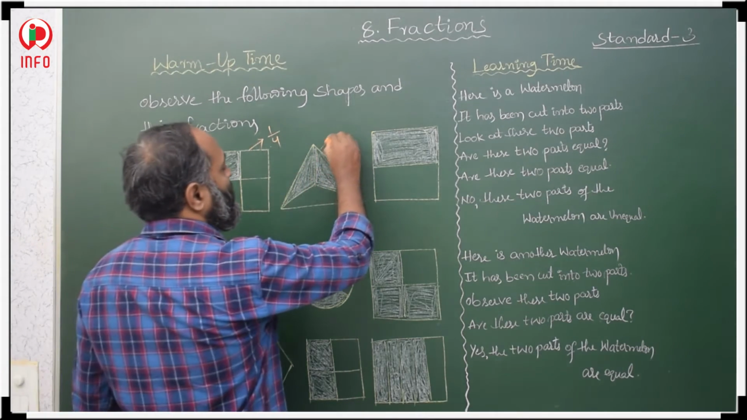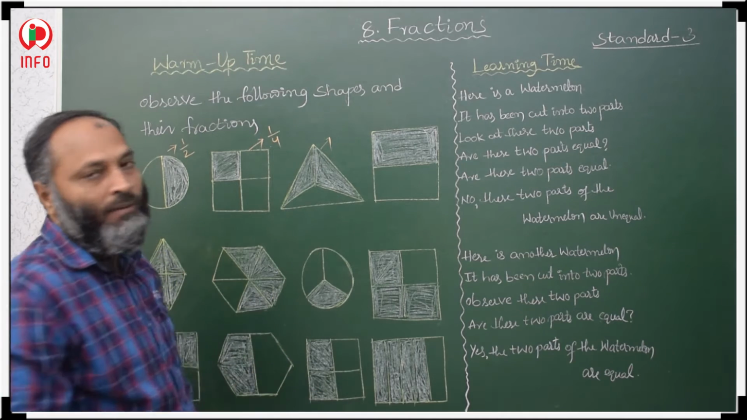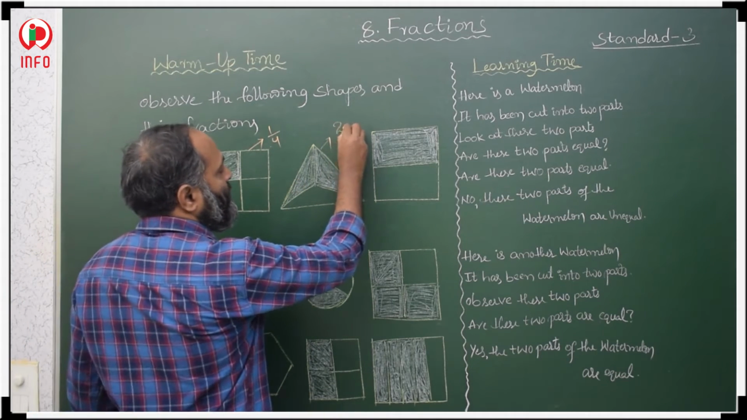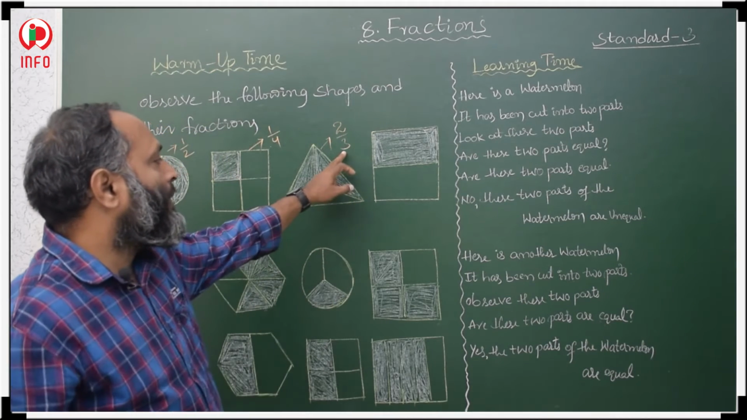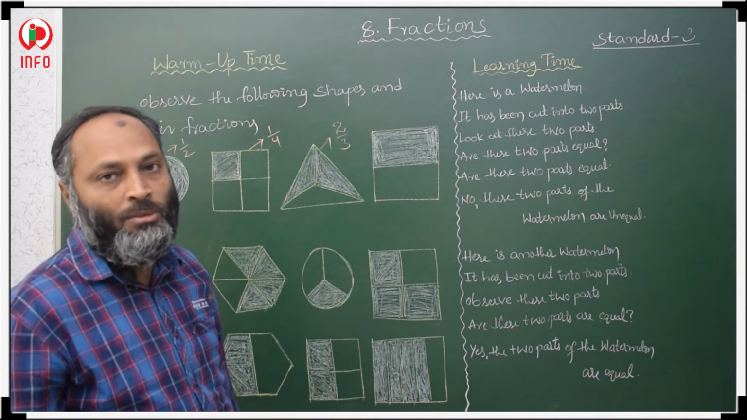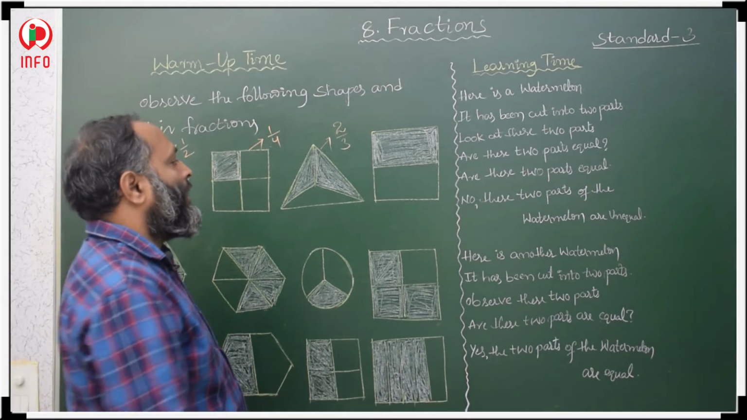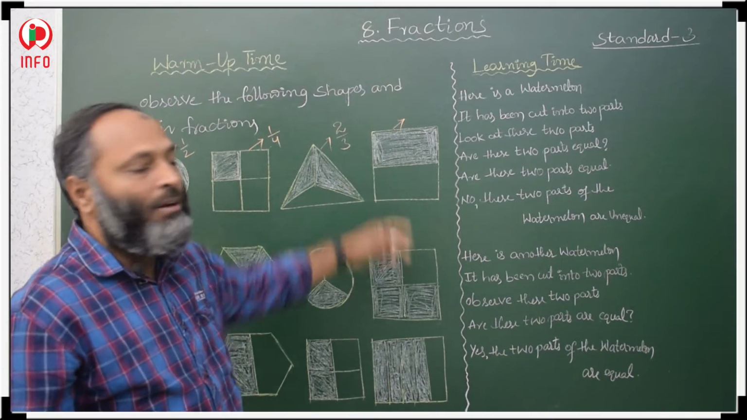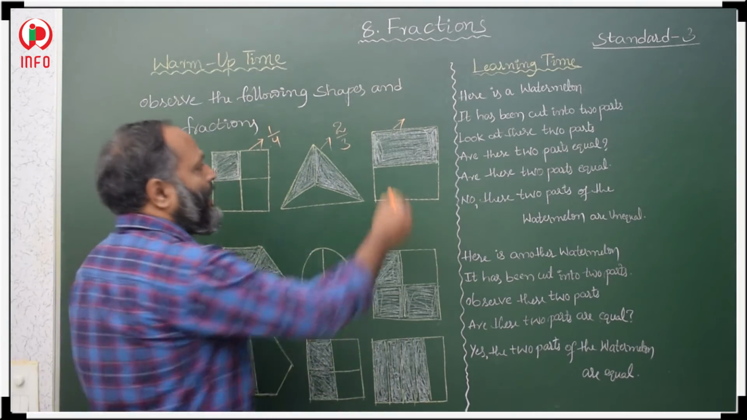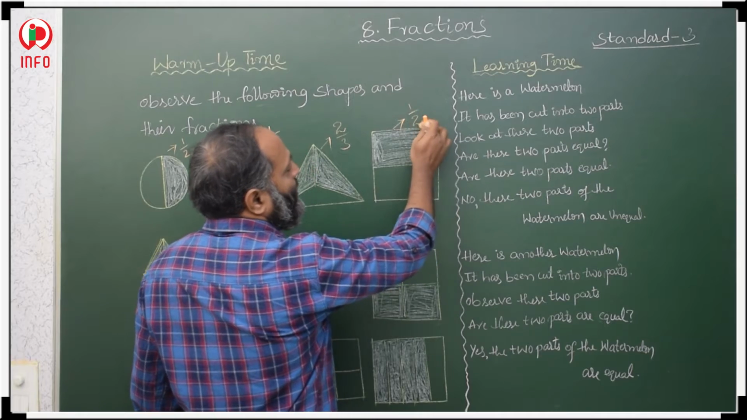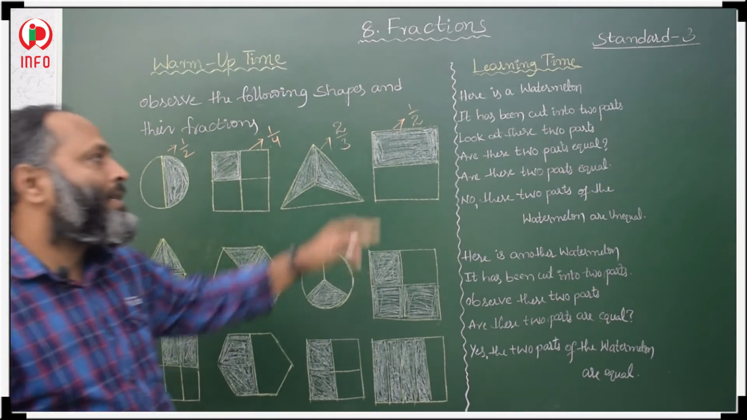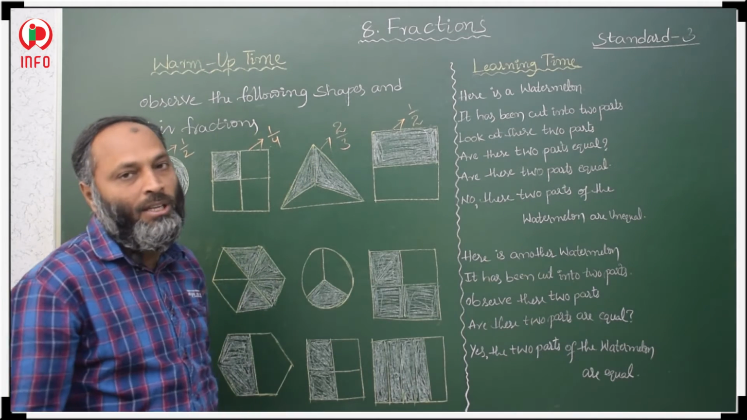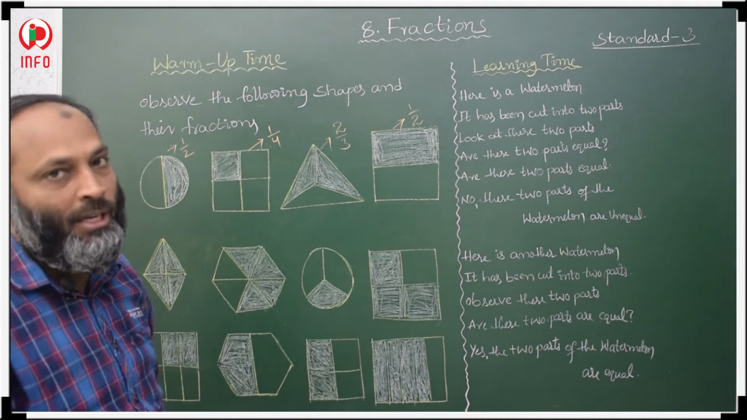Here in this triangle, total how many parts do we have? 1, 2, 3. 3 equal parts. Of these, 2 parts are shaded, so 2 by 3. Here in this picture, we make 2 equal parts. One part is shaded, that is 1 by 2. The shaded portion we write up and the total parts we write down. The up one is called the numerator and the down one is called the denominator.